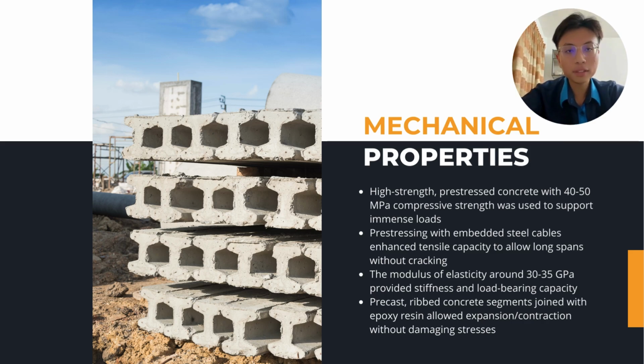Additionally, the modulus of elasticity of concrete, around 30 to 35 gigapascal, was carefully engineered to provide both stiffness and load-carrying capacity. Meanwhile, handling the thermal expansion and contraction of such a large concrete structure was challenging. The shells were made of a system of precast, ribbed concrete segments joined with epoxy resin, allowing individual segments to expand and contract without generating damaging stresses.